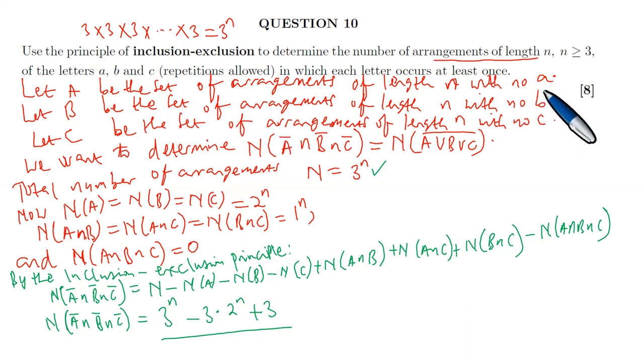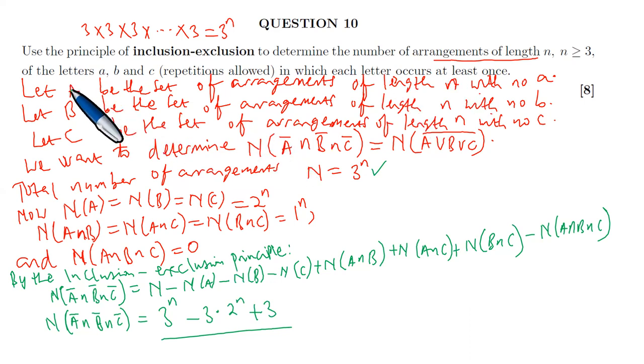Set A has no small a, which means that the complement of A is going to have A, because we're looking at the number of arrangements of length n in which each letter occurs at least once.